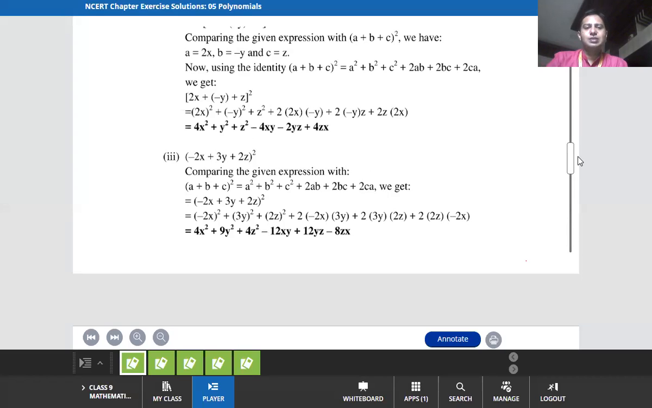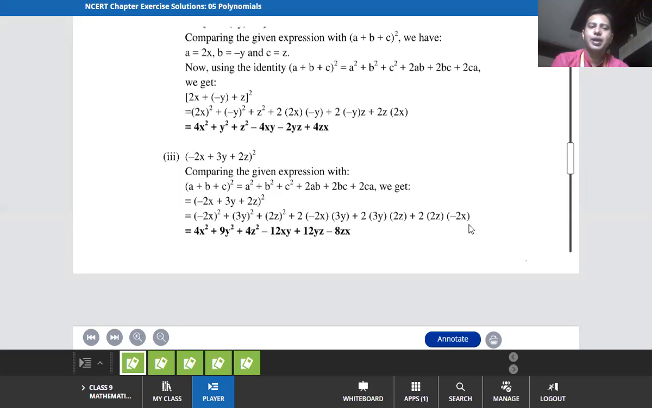Now, the value of a is minus 2x, so a square will be minus 2x whole square. The value of b is 3y, so b square will be 3y whole square. The value of c is 2z, so c square will be 2z whole square. Plus twice ab, so plus 2 into the value of a, minus 2x, and b, 3y. Plus 2bc, that is 2 into 3y into 2z. And 2ca, that is 2 into the value of c, 2z, and the value of a, minus 2x.